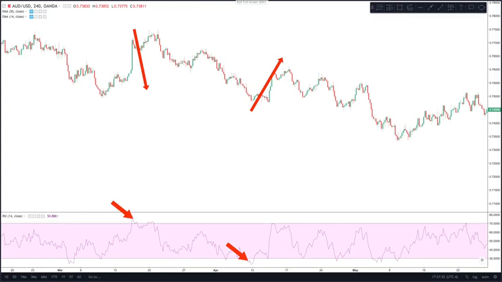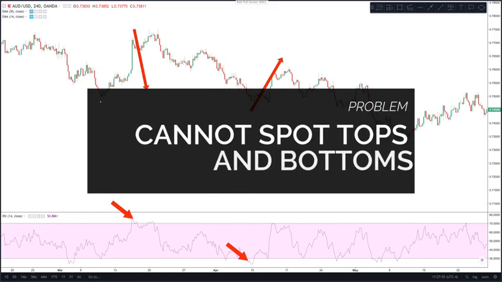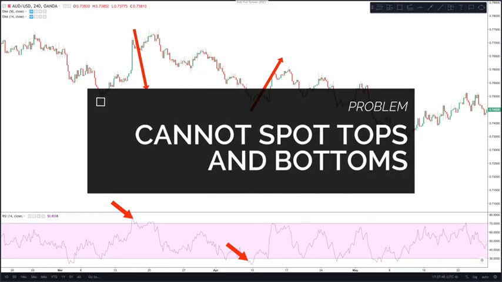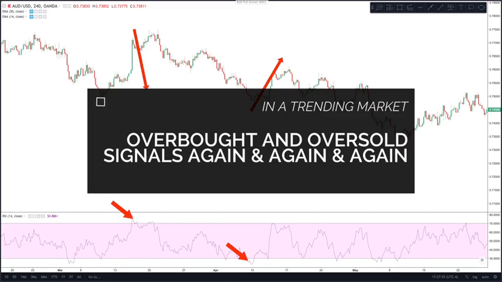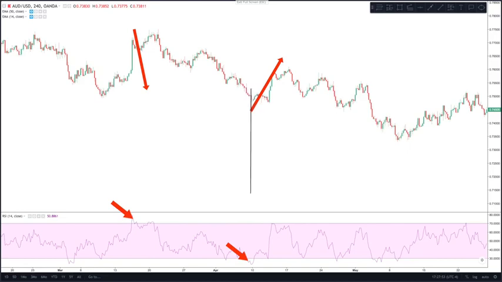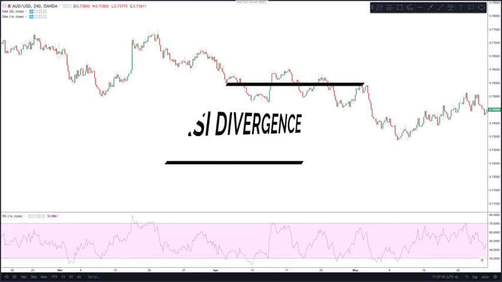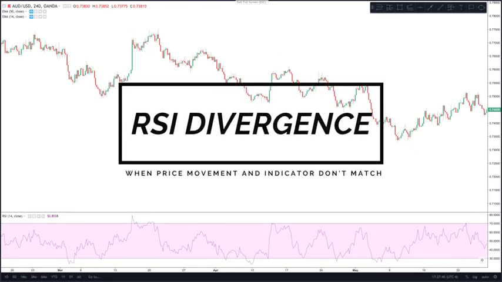This looks picture perfect right now, but that is because you don't know where the top or the bottom is in that particular moment when the RSI crosses. The problem with using the RSI indicator like this is that in a trending market, price can stay overbought and oversold for a very long time, meaning you'll get a lot of fake signals from the RSI indicator. So we figured out a way to use it in a discretionary fashion, which is through divergence, but not in the way you think. Divergence is when there is a discrepancy between price and the indicator.